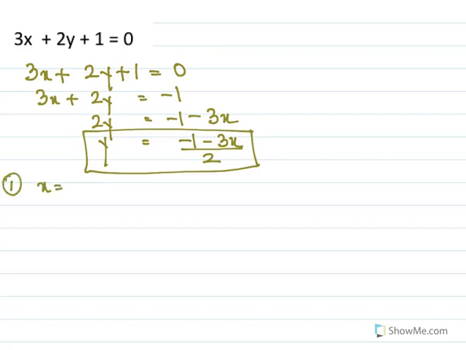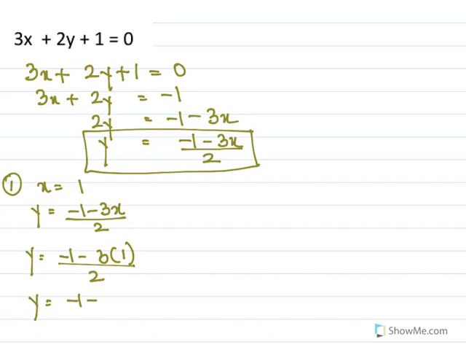To find the first solution, I will take, say, x equal to 1. The equation is y equal to minus 1 minus 3x over 2. And for the value of x, I'm going to put 1. So y equal to minus 1 minus 3, 1 over 2. So this is y equal to minus 1 minus 3 over 2, minus 4 over 2, that is minus 2. So the point here is 1 comma minus 2.